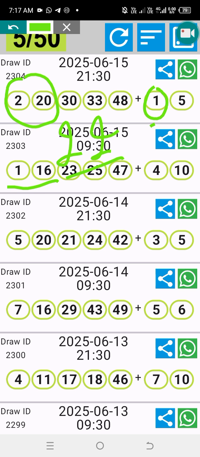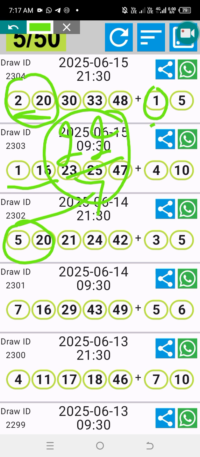Since we also have 25 here as it is, 22 is going as it is. That is how it is.